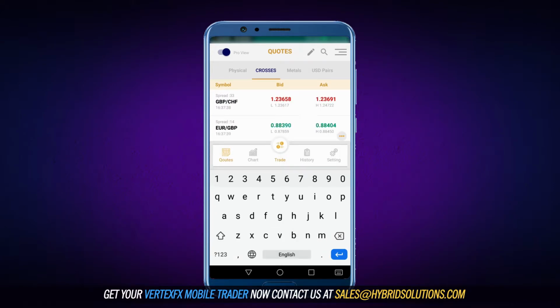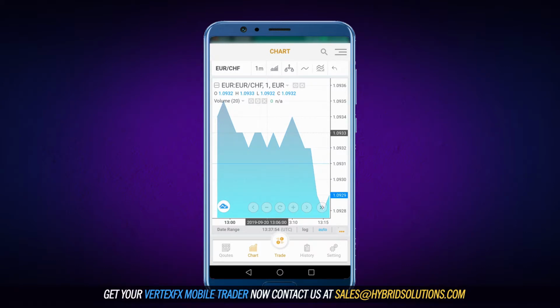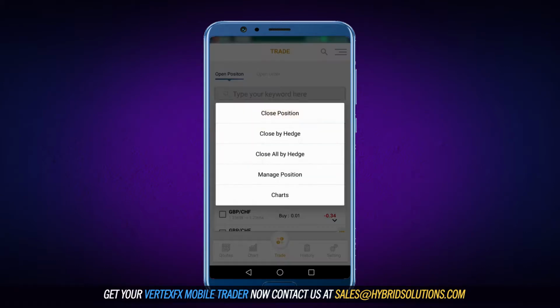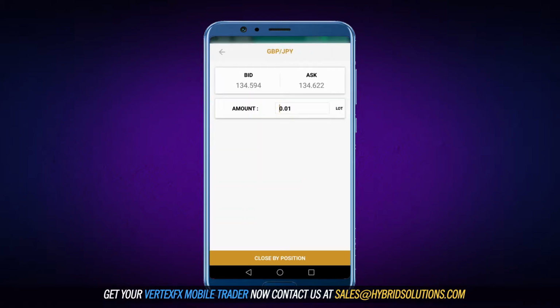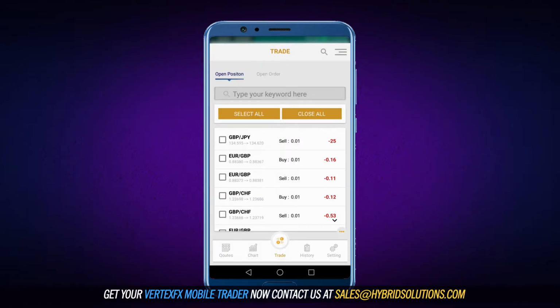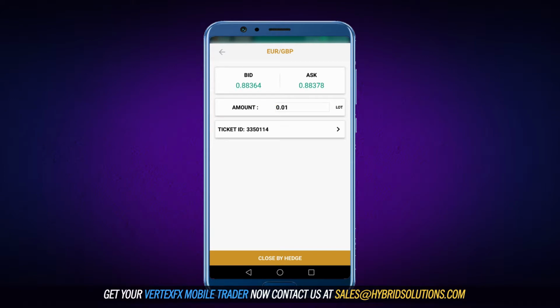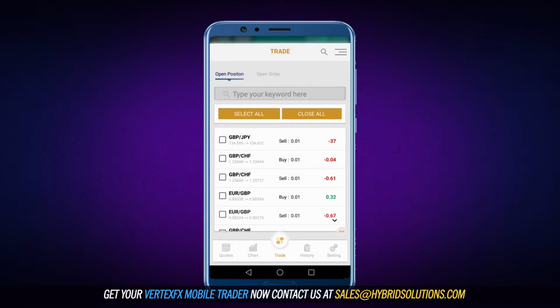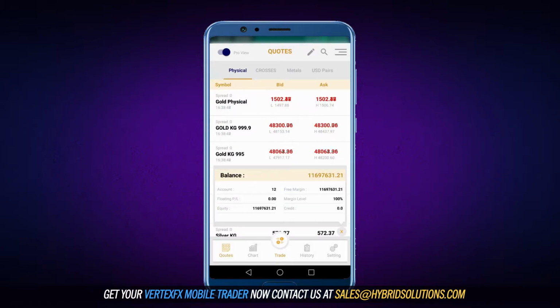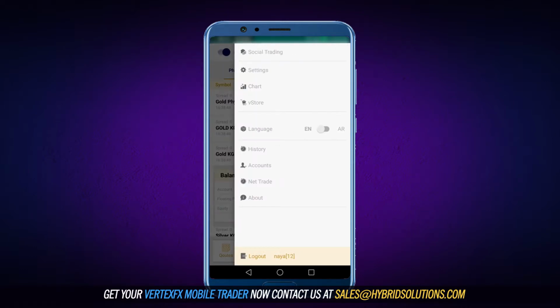monitor trades, observe and analyze powerful charts, close positions normally, and close by hedge. Plus a quick access to VertexFX social trading and the VSTORE marketplace.